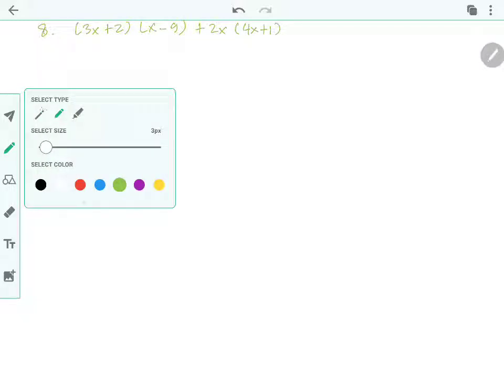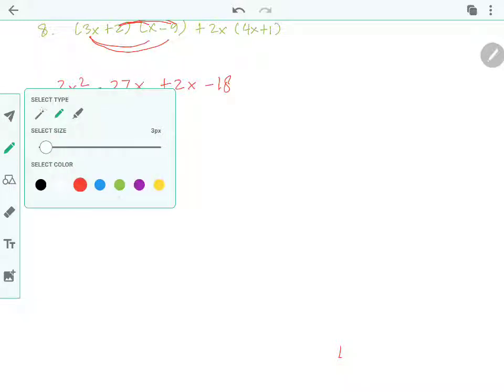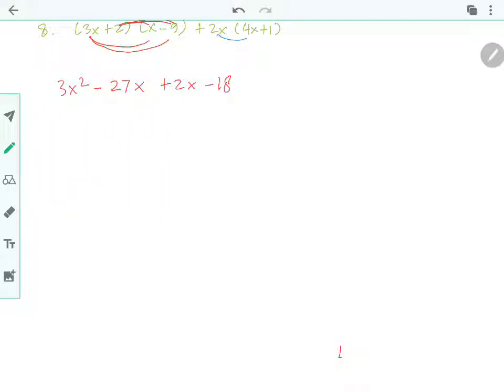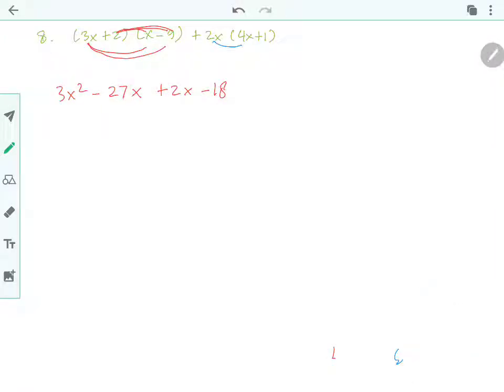Okay, what should we do? Another rainbow method. 3x times x equals 3x squared. 3x times 9 is negative 27. Don't forget the x. And 2 times x equals plus 2x. 2 times negative 9 equals negative 18. Now for the other side, 2x times 4x equals positive 8x squared. 2x times 1 equals 2x.